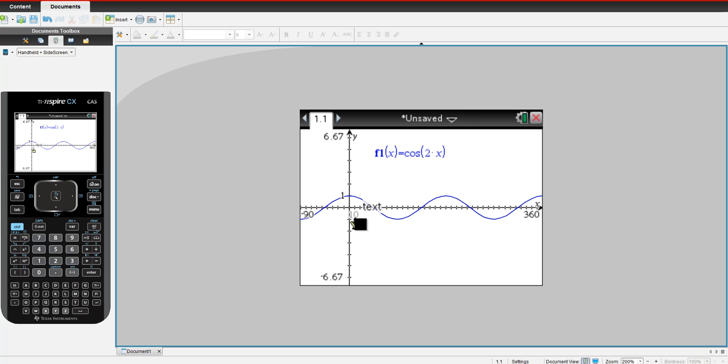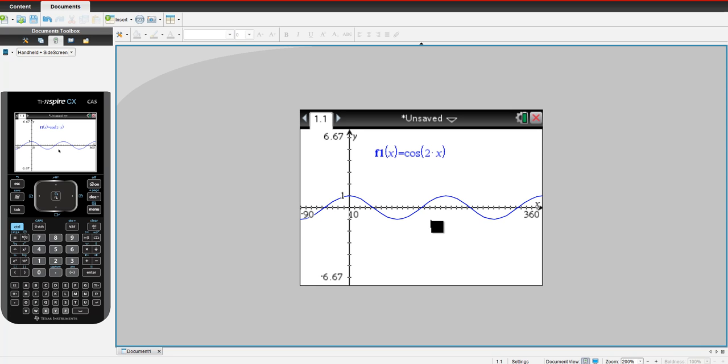So let's see, it seems to be 10, 20, 30, 40, 45. So it's going to be 45. X is equal to 45. That's one root. Let's continue. 50, 60, 70, 80, 90, 100, 110, 120, 130, 135. That's the next root. X is equal to 135.